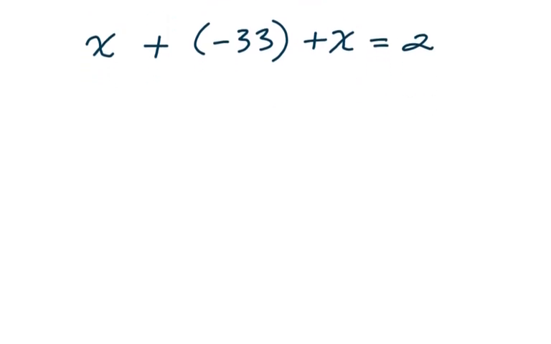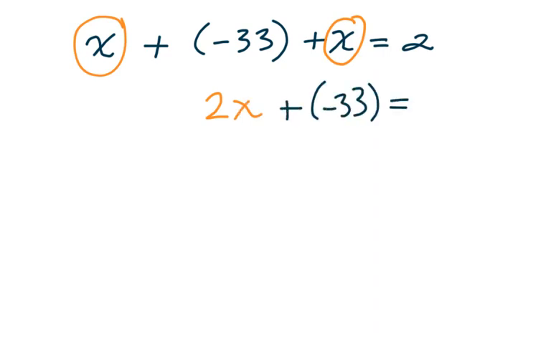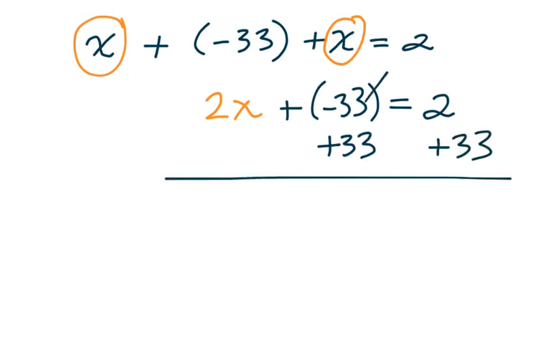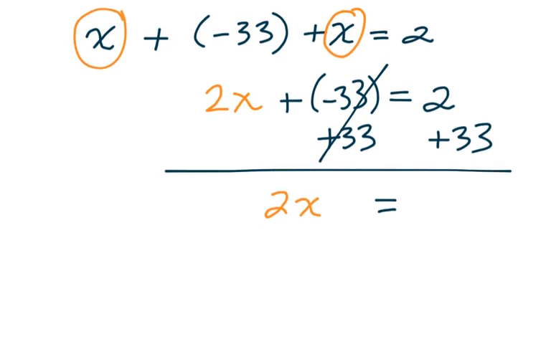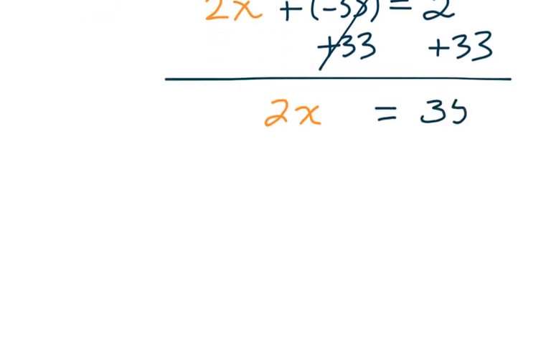Now that I have each of those terms free, they're not caught up in the parentheses, I can combine like terms. So x plus x is 2x, and I still have plus negative 33 equal to 2. From here, my best bet is to add the value of 33 to each side of the equation. When I do that, I clear things out on the left-hand side. I'm left with 2x, and it's equal to, on the right-hand side, 35.